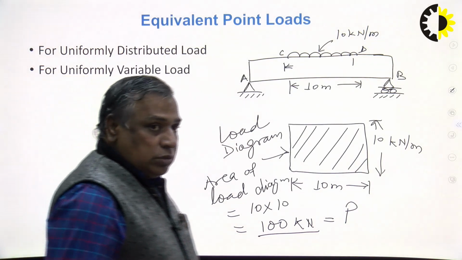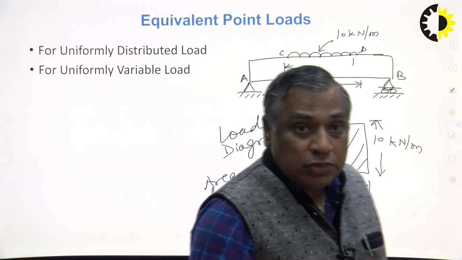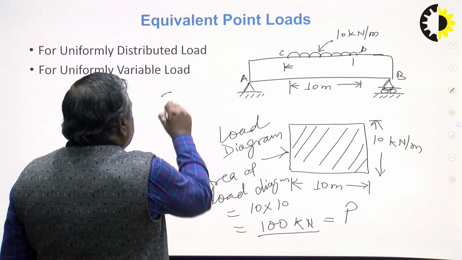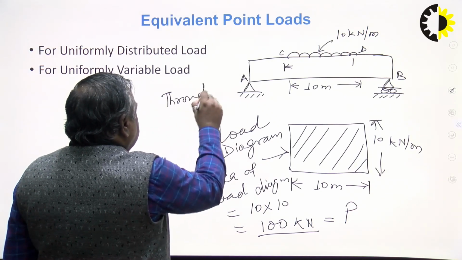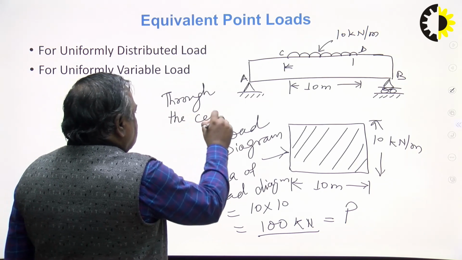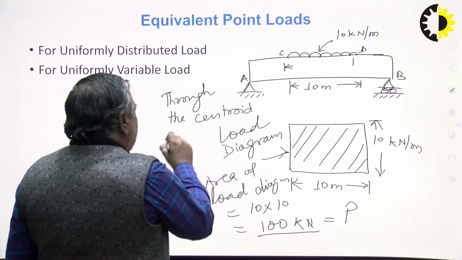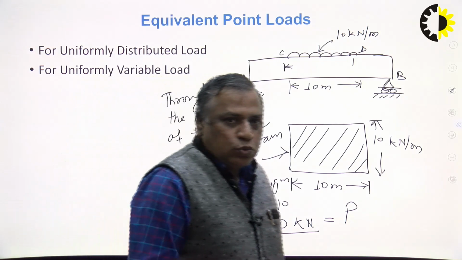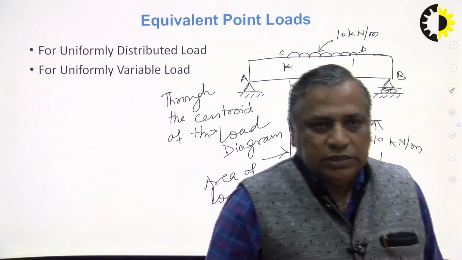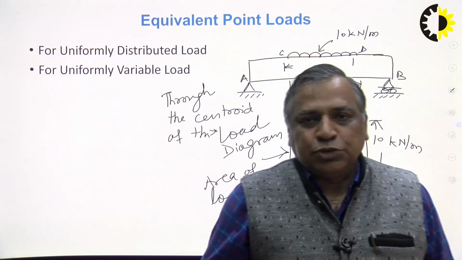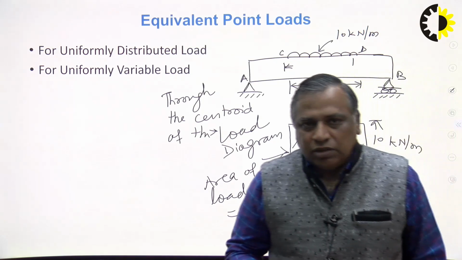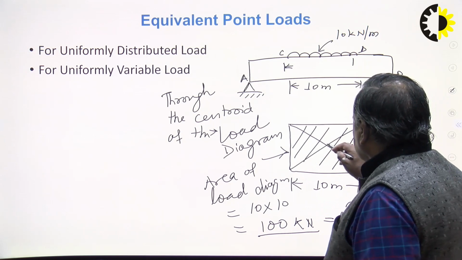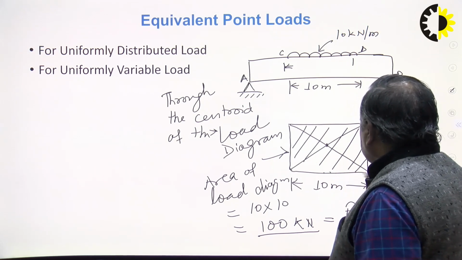Now the second point: where will it act? It will act through the centroid of the load diagram. So this is a square or rectangle where the centroid lies. It always lies at the intersection point of the diagonals of the rectangle or a square. This is the diagonal, so it will be 5 meters from here, 5 meters from here.